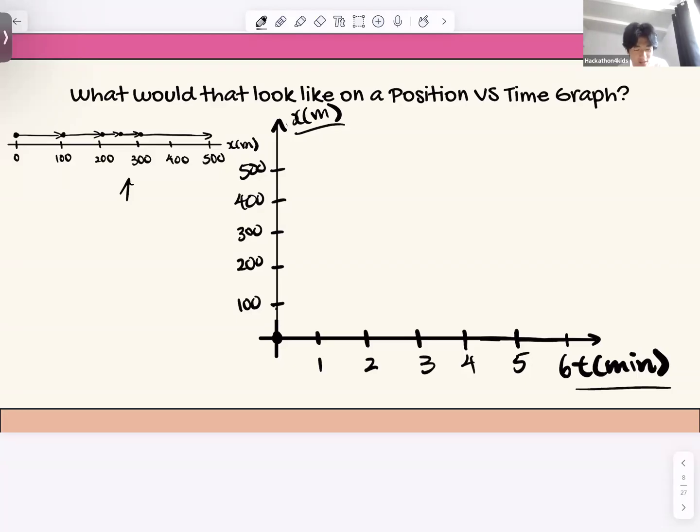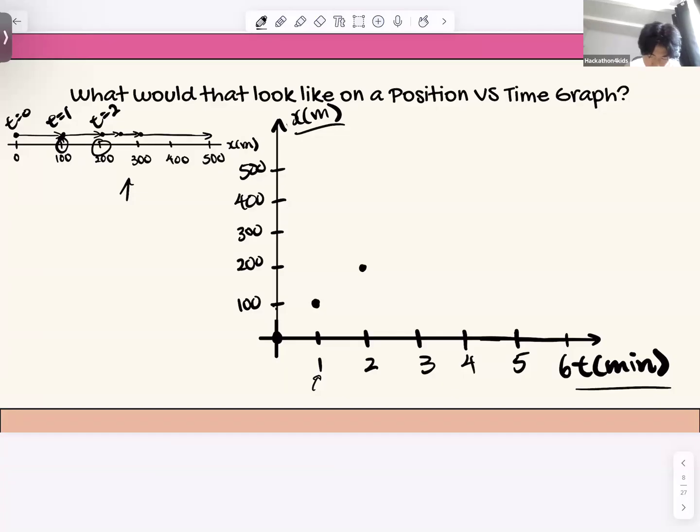Well, let's start plotting a few points first, okay? At t equals 1 minute, where is Andrew? Andrew would be at 100 meters, right? He would be here, so let's plot a point here. At t equals 2 minutes, where would Andrew be? This is t equals 0, t equals 1, t equals 2. He would be at 200 meters. Okay, let's plot another point.